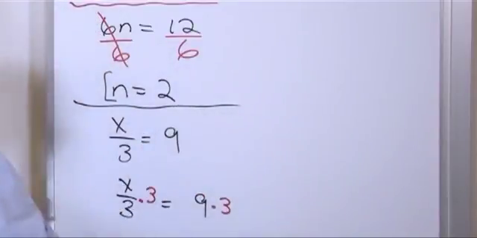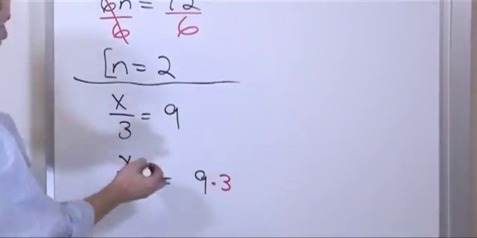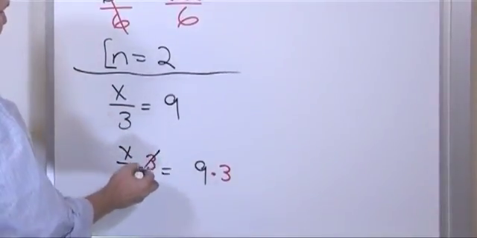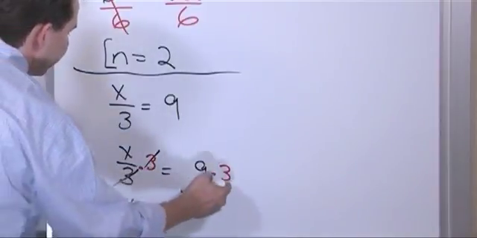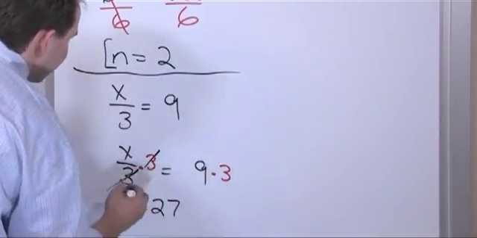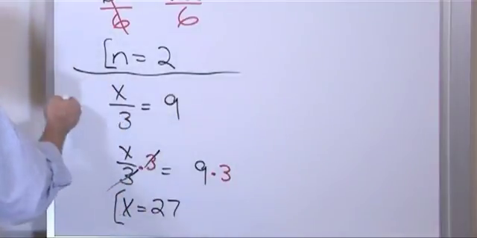I can do anything I want to both sides of an equation as long as I do it to both sides. Why do I do that? Because when I multiply like this, this 3 is going to cancel with this 3, leaving only x is equal to 9 times 3 is 27. And that's the answer. And to check it, you put it back in here. 27 over 3 does equal 9.